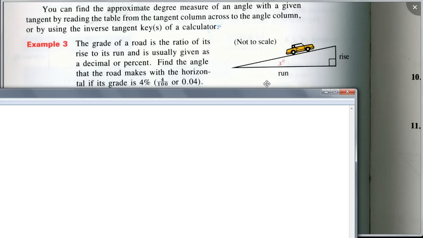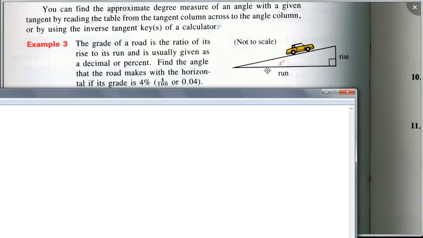The grade of a road is the ratio of its rise to its run, and it's usually given as a slope, isn't it? So guess what? Tangent, isn't that the ratio of opposite over adjacent? Guess what? The tangent ratio is the same as slope. It's just another name for it. Rise over run, isn't that the same as opposite over adjacent of this right triangle? So you've actually learned this ratio before. It's just slope. Tangent is another way of thinking about slope. It's the same thing.